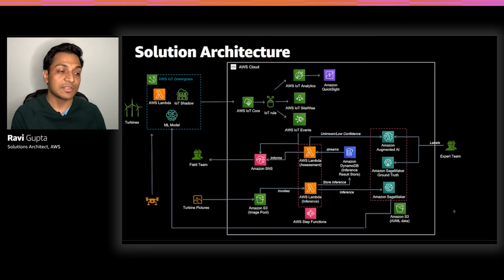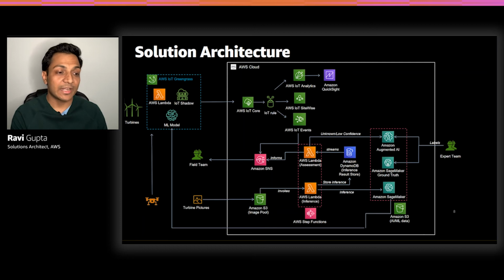And the next piece is the ML model. With the SageMaker model we trained, we are bringing that to the edge. The advantage of this is we don't have to go back to the cloud for inferencing. We can do local inferencing on the edge.